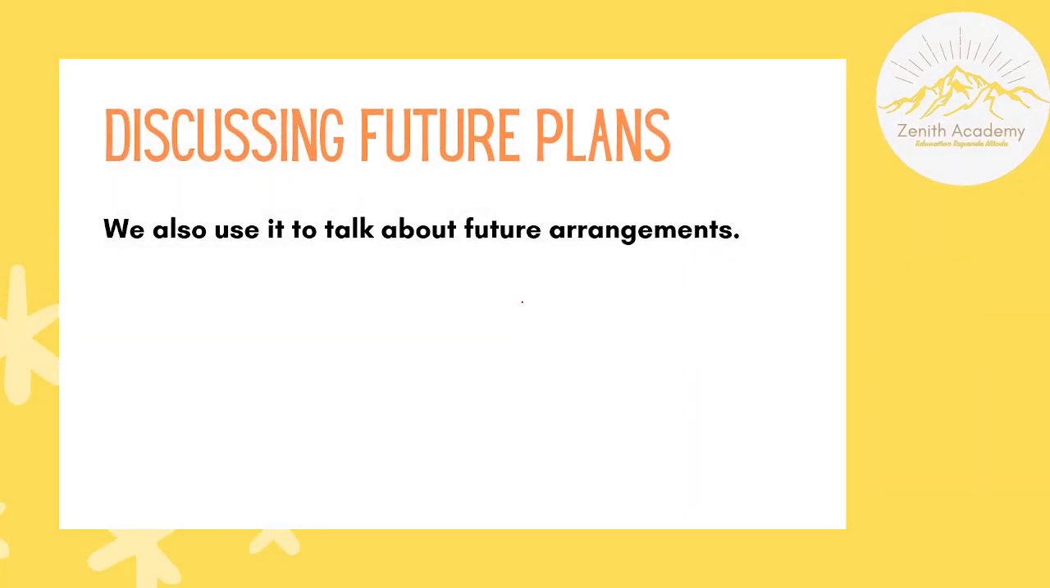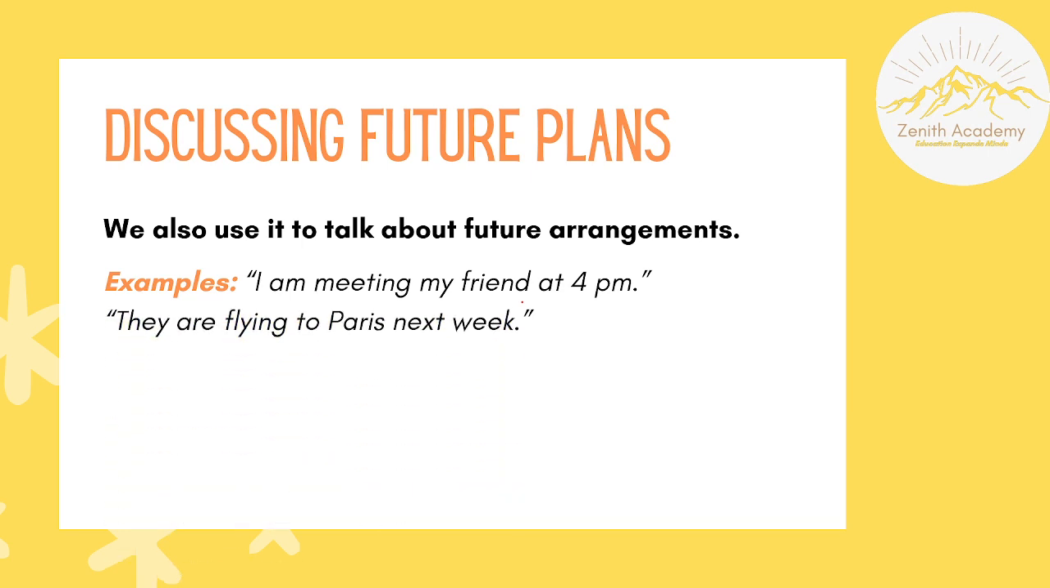Now whenever we are discussing future plans, then we use present continuous tense. We use it to talk about future arrangements, like I am meeting my friend at 4 p.m. So I'll be meeting him at 4 p.m., but I'm discussing the future plan right now. So I am meeting my friend at 4 p.m.